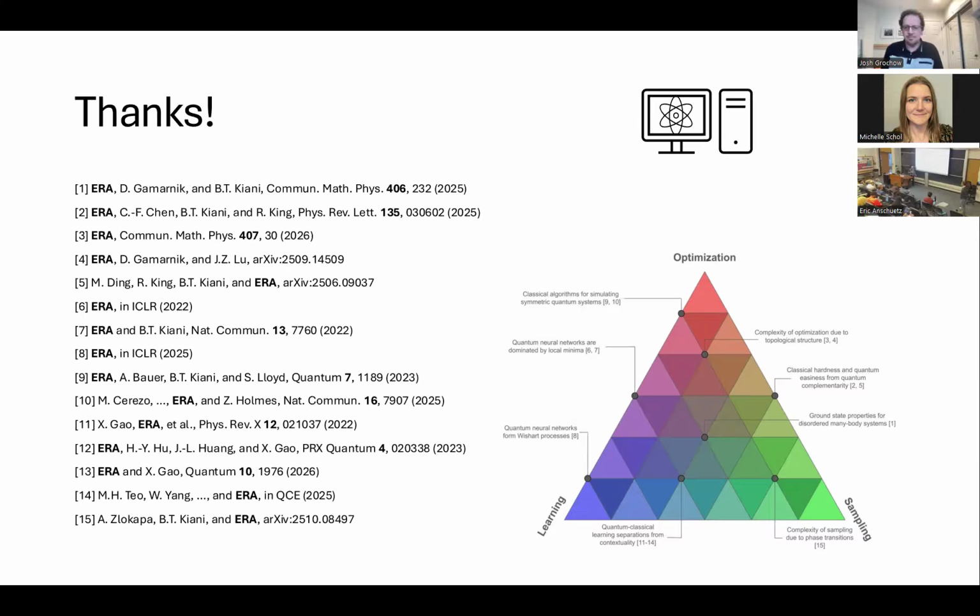Okay. Sampling, it turns out, is a very similar story to optimization. Probably actually better for quantum algorithms, depending on what you're trying to sample from. But roughly it's the same story.